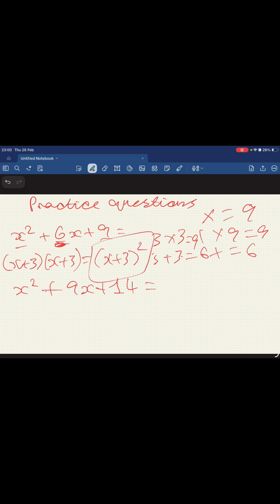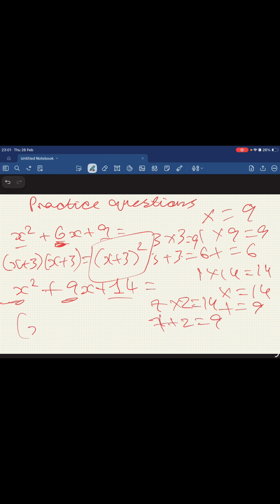Now this one, 1 times 14 is 14. So these two numbers need to multiply to make 14. And then the middle number is 9. So these two numbers need to add to make 9. And the two numbers which do this are 7 and 2. 7 times 2 is 14. 7 plus 2 is 9. Put these into a bracket. And you're done.